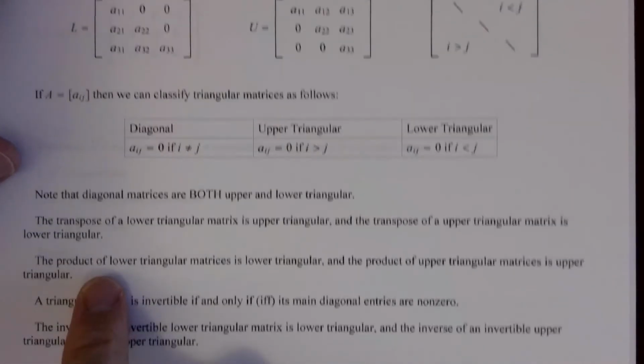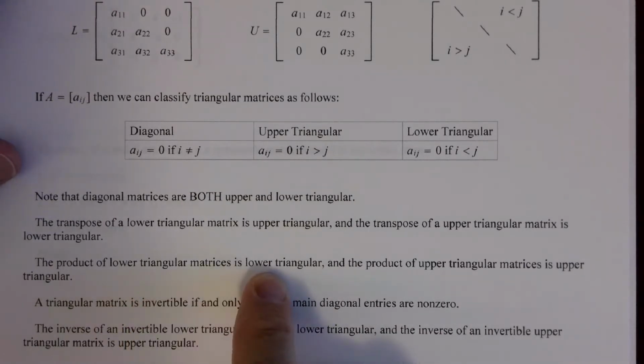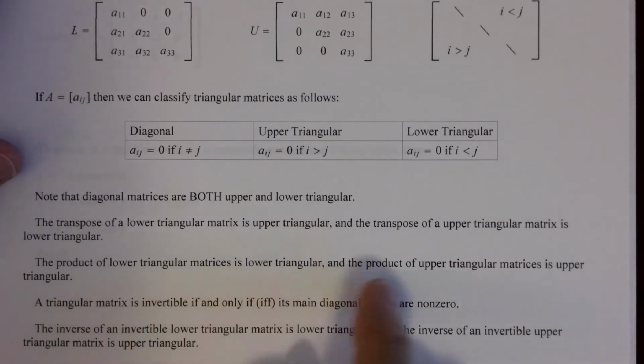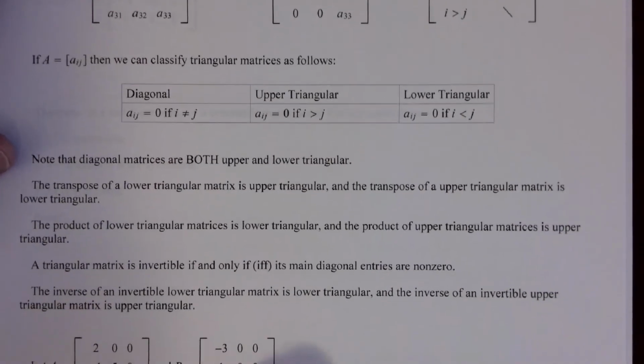If I multiply a product of two lower triangular matrices, the result is going to be lower triangular. And if I multiply two upper triangular matrices, I get an upper triangular matrix. Okay. The product of lower triangular matrices or upper triangular matrices is not as easy as it is with diagonal matrices. But you can easily confirm that.